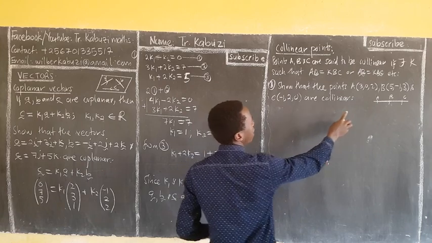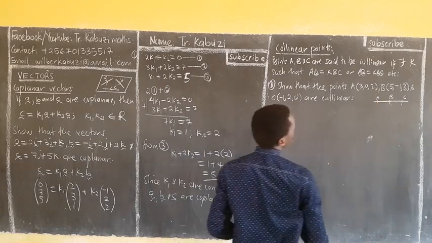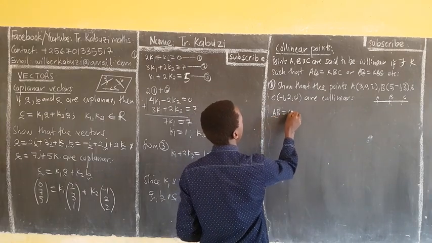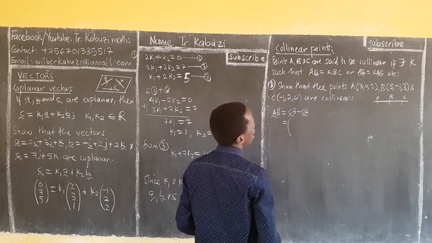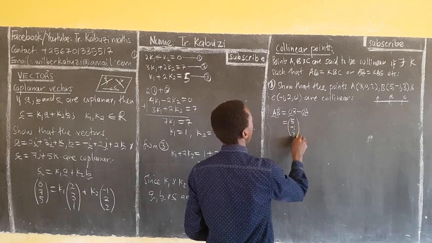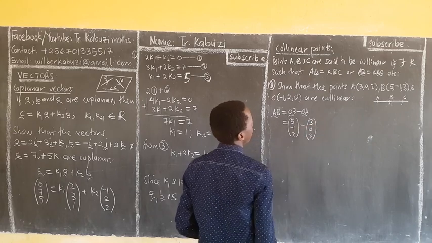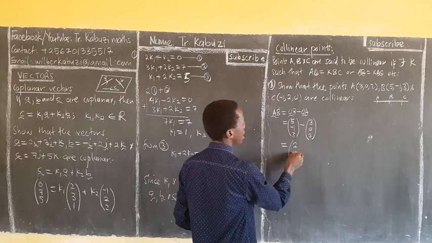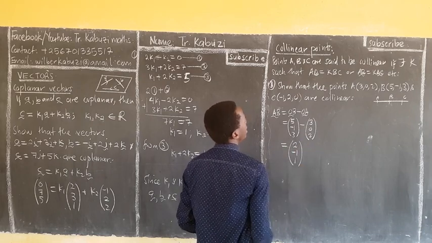So I have points A, B, and C. If I form vector AB, I want a vector AB which will be OB minus OA. Here I have my OB as (5, -1, 3), then minus my OA, which is (3, 0, 2). If I subtract these, I get (2, -1, 1).